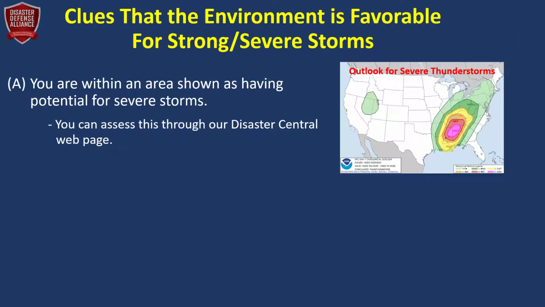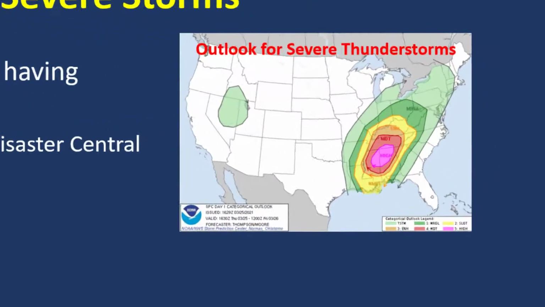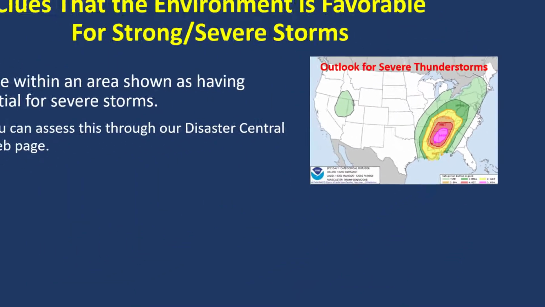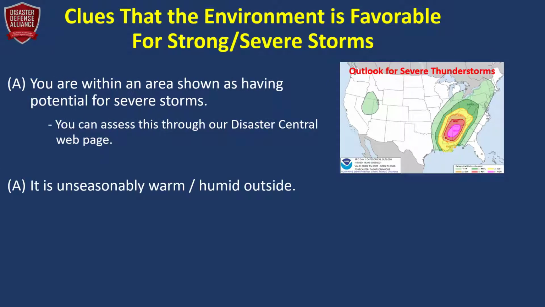Here are some clues that the environment is favorable for strong or severe thunderstorms. First, your location is within an area shown as having potential for severe storms, such as on this Storm Prediction Center graphic that outlooks where severe thunderstorms are likely. I see an example of to the right. And you can access this through our Disaster Central webpage. Secondly, if you have thunderstorms in the forecast and it's unseasonably warm and humid outside, that can be a clue.